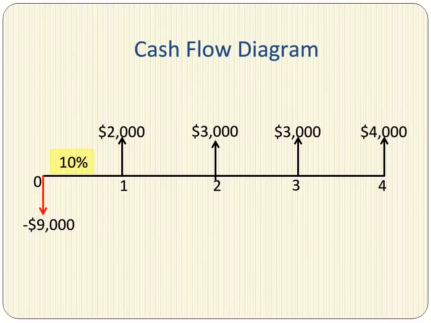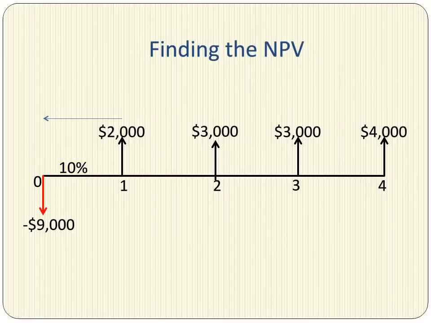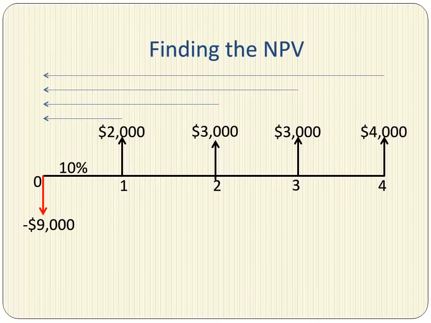Let's assume that the bakery borrows the initial investment of $9,000 from a bank at 10%. This becomes our cost of capital. To calculate the net present value, first we need to find the present value of the first cash flow. Then we find the present value of the second cash inflow. Then we find the present value of the third cash flow. Finally, we find the present value of the last cash inflow.